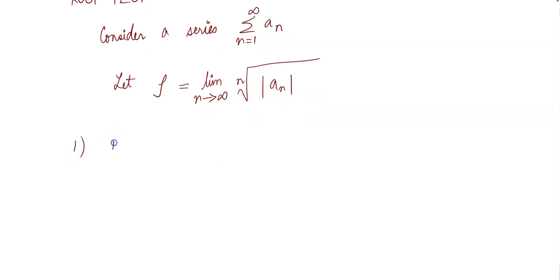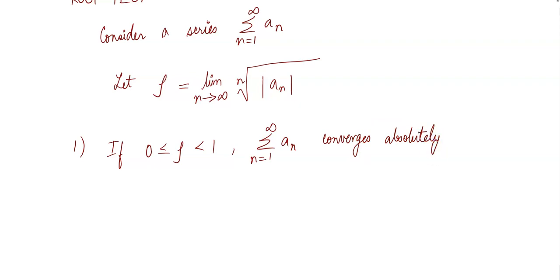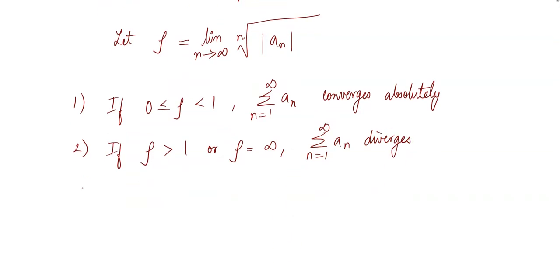Again, we have 3 conditions. If rho is between 0 and 1, 0 included, the summation of a_n converges absolutely. If rho is greater than 1, or if rho is equal to infinity, then a_n diverges. Thirdly, if rho equals 1, no information.